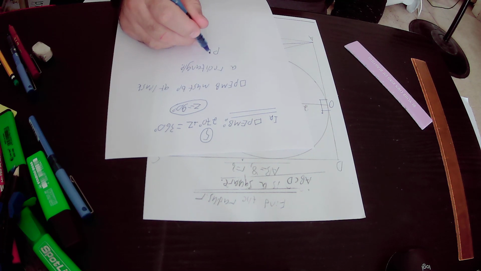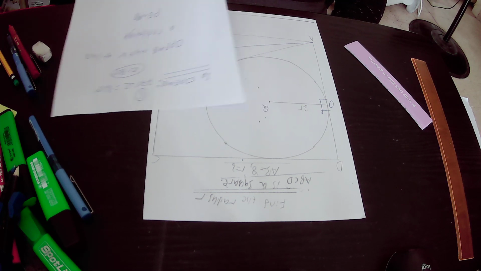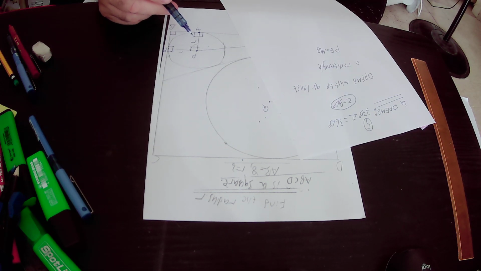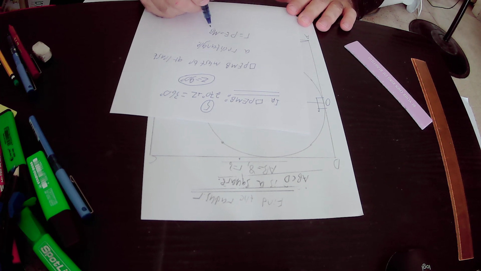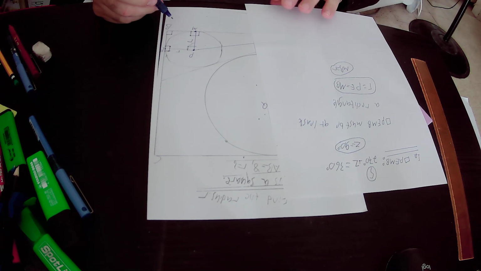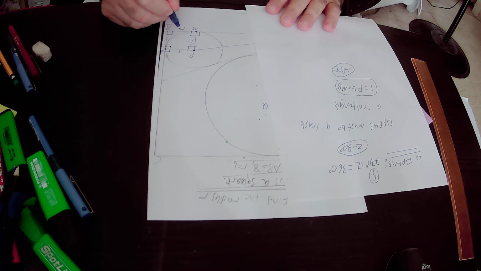In the rectangle PEMB, PE equals MB, because those sides are opposite to each other. But we know that PE equals R, the radius of this small circle. So from this equality, we will conclude that MB also equals R.